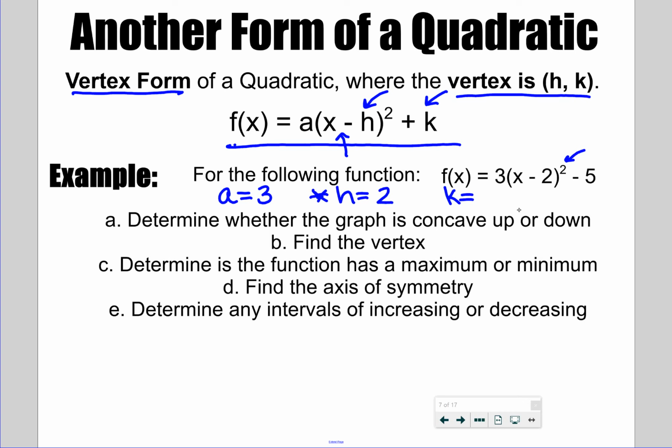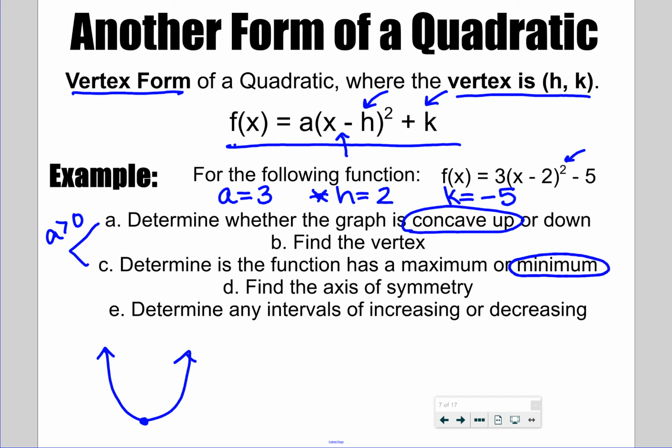And then K is the number that's outside the parentheses, so in this case, a negative 5. The A value will again help you with parts A and C here. Our A value, 3, is greater than 0, or positive. So that means if I were to sketch this parabola, it would look something like this. We say that this is concave up, and then the vertex would be at the bottom, so we say that there is a minimum.